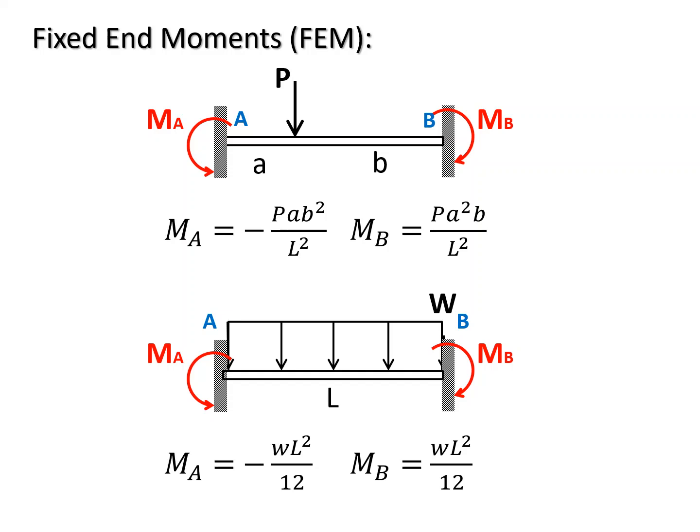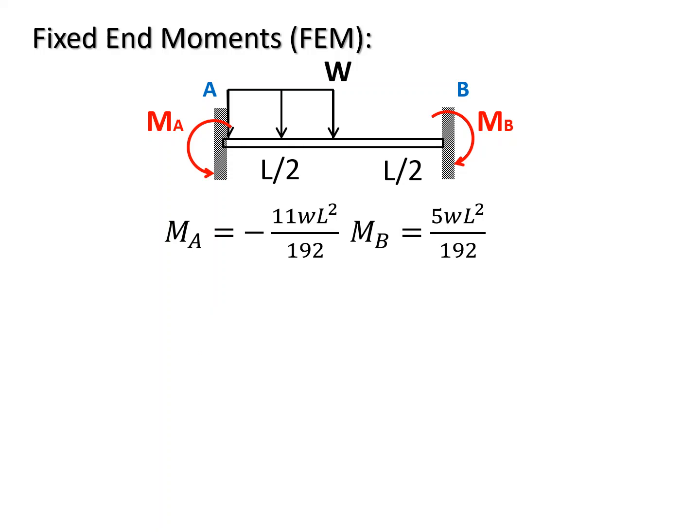The third one is the distributed load uniformly. So from segments A to B, again, as you observe, MA is counterclockwise and MB is clockwise. And they would have the same value but of different signs. So for MA, it's WL squared over 12. Likewise for MB, it's WL squared over 12.